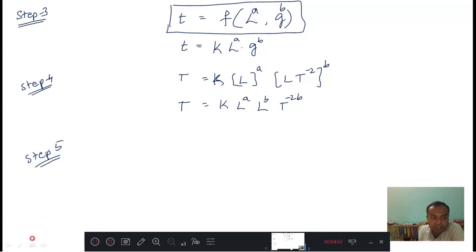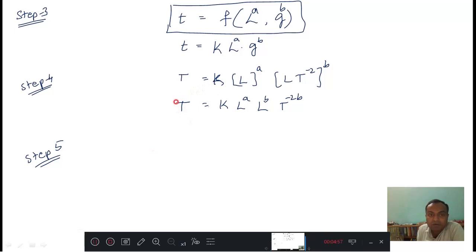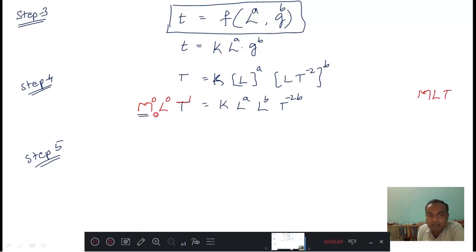In this step 5 we need to equate the powers. First look at here, the fundamental parameters are M, L and T, but we have only T, means here I will write M to the power 0, L to the power 0, and T to the power 1. Now I will equate the things. Here M is there, and on this side in RHS we don't have any M term, therefore leave it.